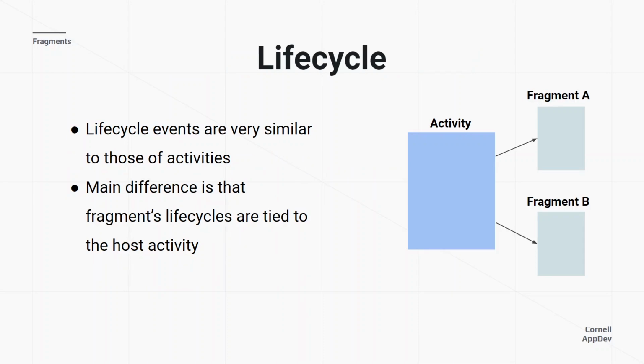So in terms of lifecycle, fragments have life cycles just like activities, and they are basically the same lifecycle methods. The main difference is that fragments' life cycles are tied to the host activity. So this means that if I decide to remove fragment A in this example, it won't affect the activity and it won't affect fragment B. They will exist as is. But if I decide to remove the activity, then fragment A and fragment B will be destroyed as well.